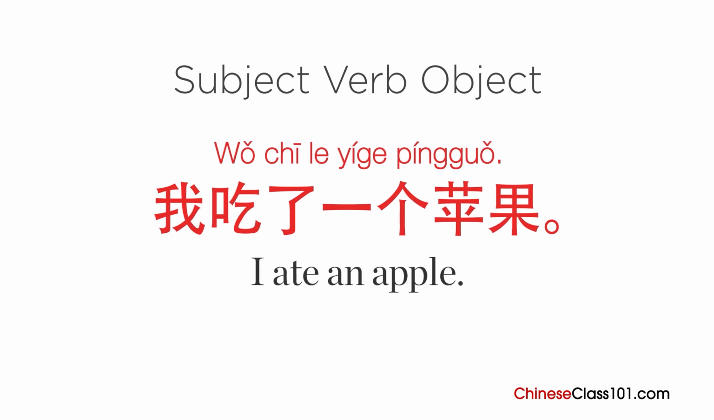Now let's compare that same sentence, I ate an apple, in Chinese. 我吃了一个苹果。If we break down this sentence, we will have 我, I, which is the subject, 吃了, which means ate or have eaten, a verb. Next, the object, 一个苹果, an apple. So the order is subject plus verb plus object, or SVO for short. This is exactly the same order as in English.